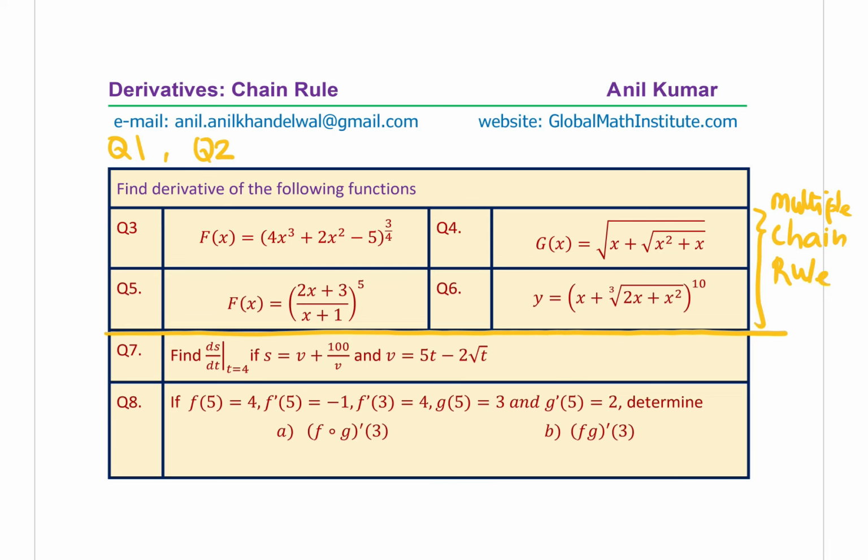Now the next 2 questions are basically thinking questions. So let me write them as tips. These are very important questions. Question number 7 is find ds/dt for t equals 4 if s equals v plus 100 over v, and v is 5t minus 2 square root t. So that could be asked in some applications. We could have a velocity displacement function. So I've written it in short, or we could have a word problem based on this.